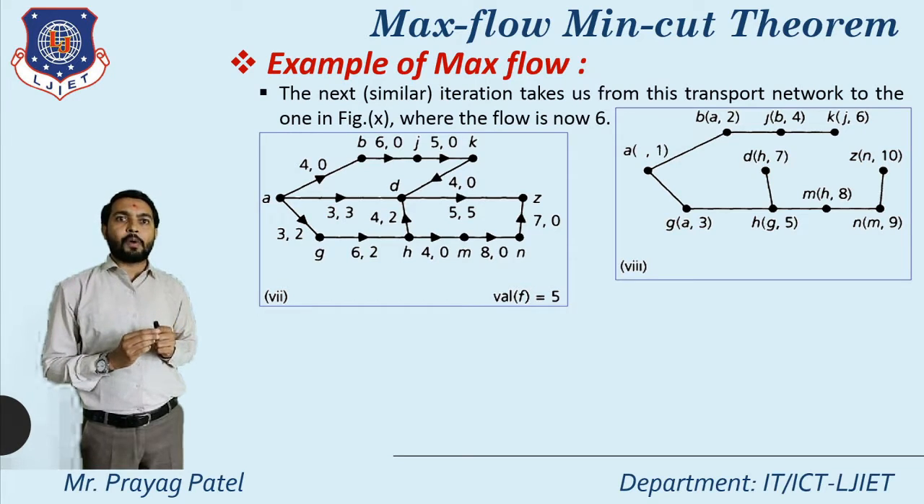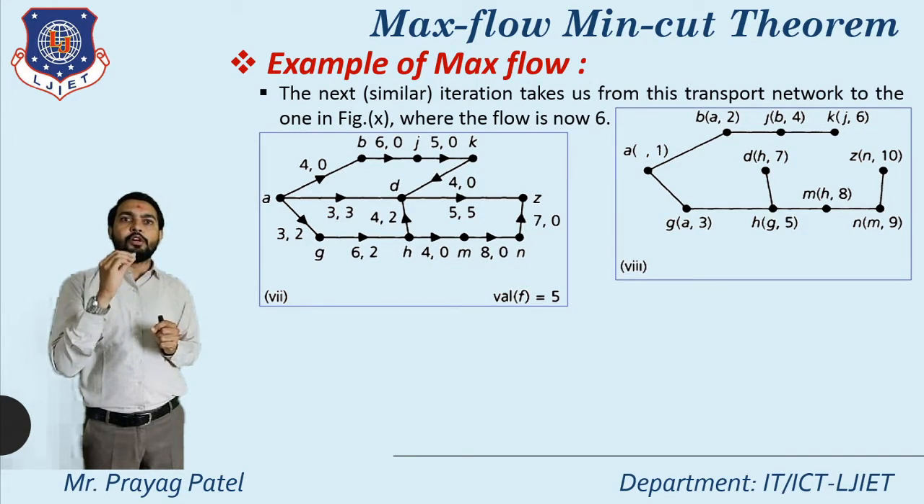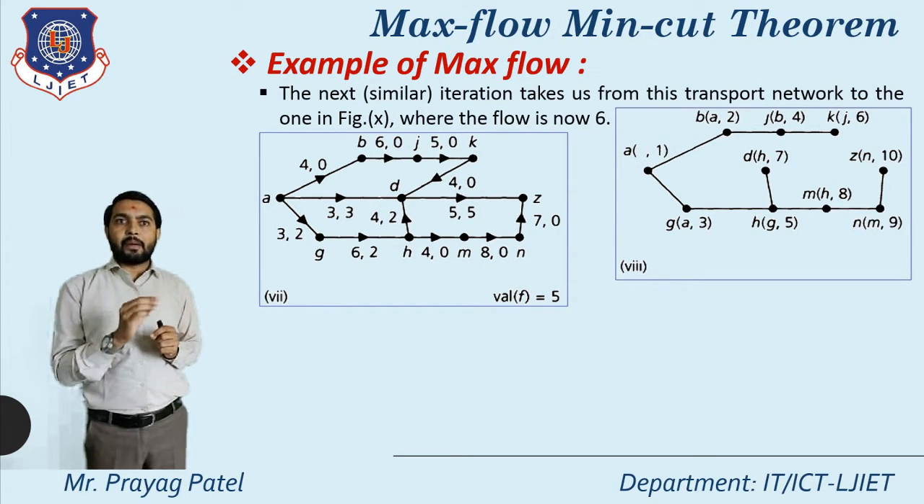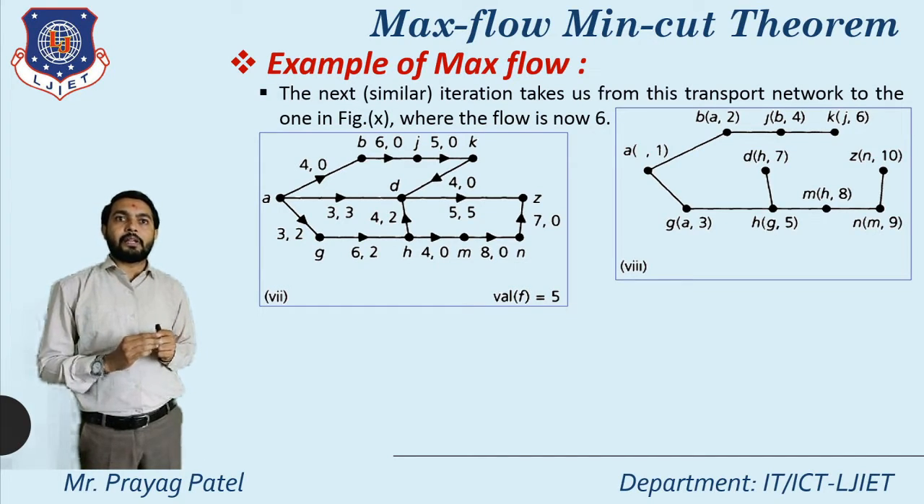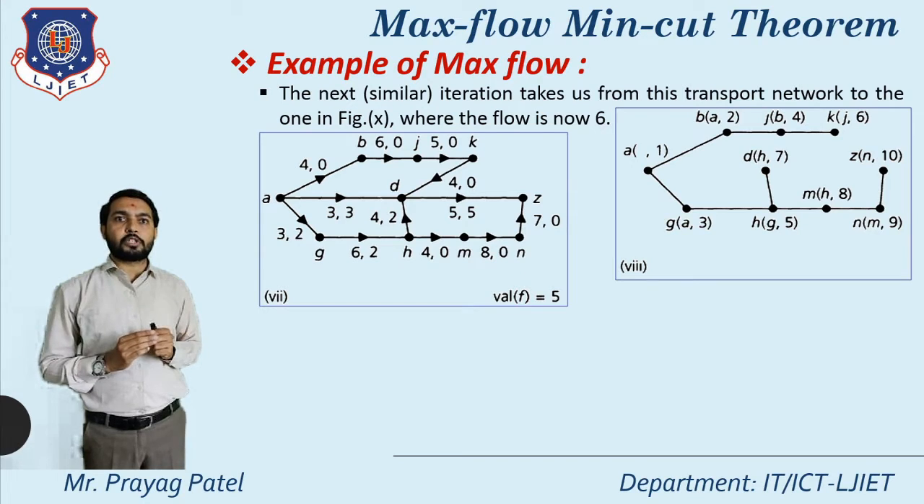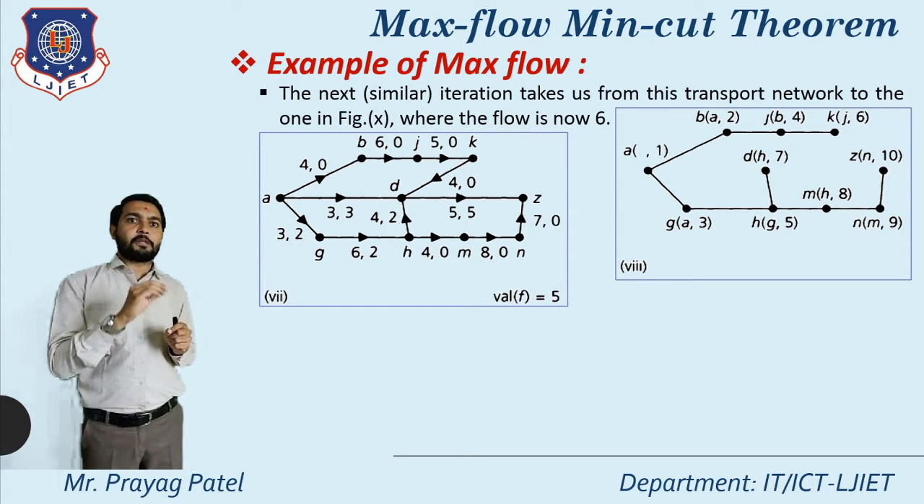Now from H, is a path possible? Yes, H to D is labeling 7, H to M is labeling 8. So M H8 is the labeling. Now after that, from K no path is possible. From D no path is possible. So we continue the process from M.